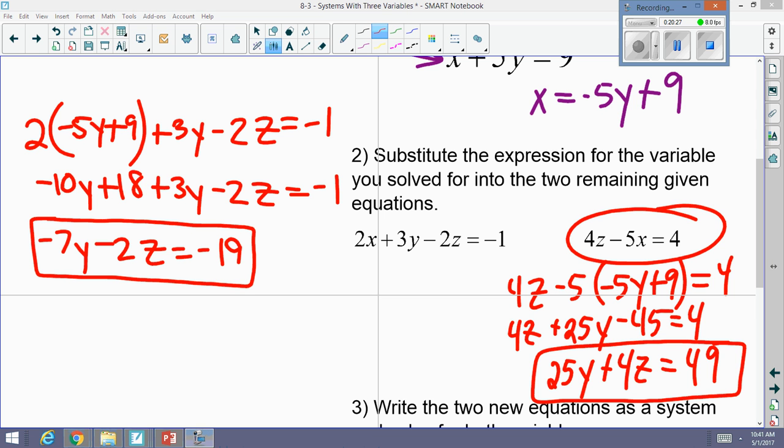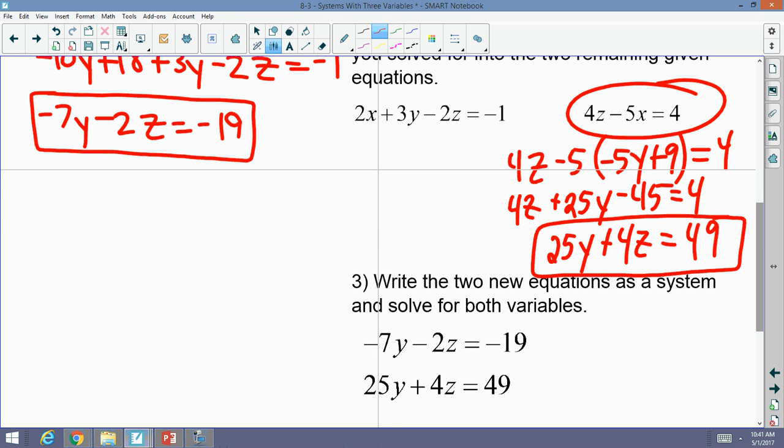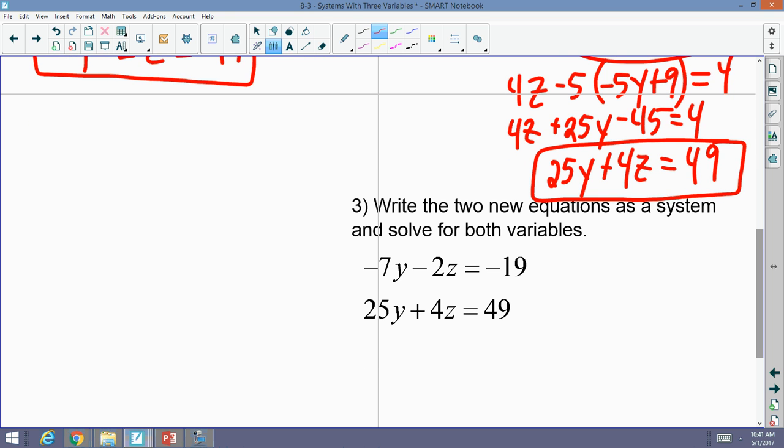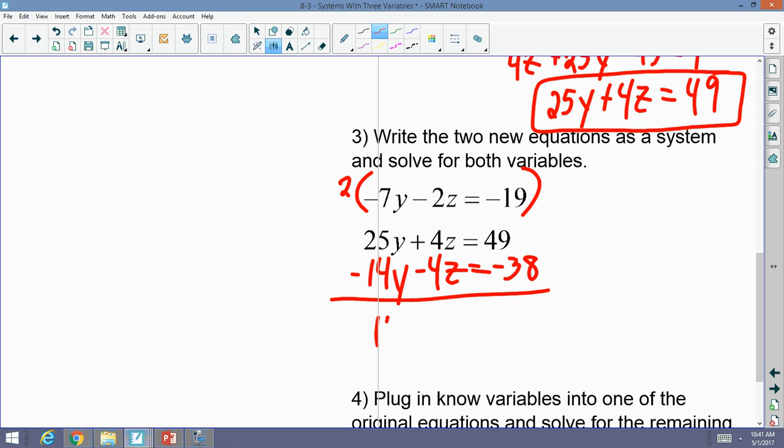All right, boys, let us continue. Now that I've got these two, I've got a system of two equations with two variables. Now write the two new equations as a system and solve for both variables. Okay, now it's easy. Who do you want to solve for? Z? I would do the same exact thing. What are you going to multiply the top by? By a 2. Yeah. That's going to be negative 14y minus 4z equals negative 38. So 11y, thank you, good job, kid, divided by 11, so y equals 1.